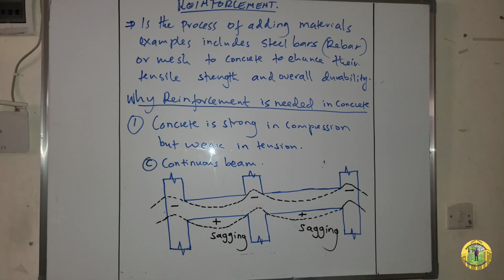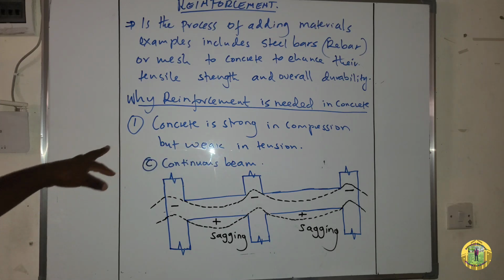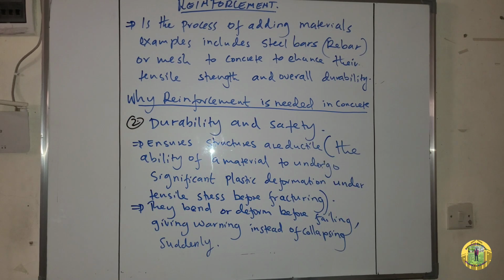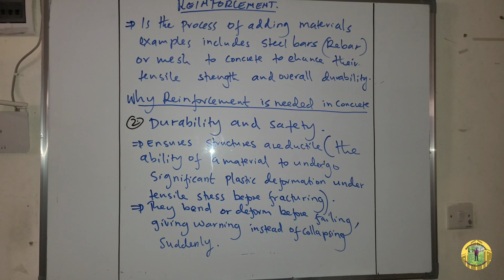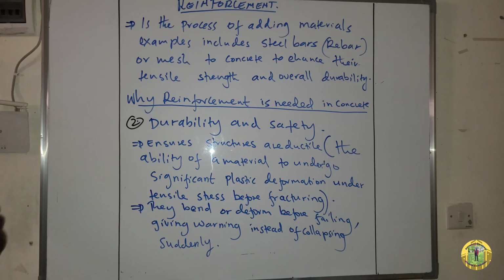We now proceed to why reinforcement is needed in concrete. This was reason number 1. We proceed to reason number 2, which is durability and safety. It ensures structures are ductile. And what is ductile? Ductile is the ability of a material to undergo significant plastic deformation under tensile stress before fracturing.